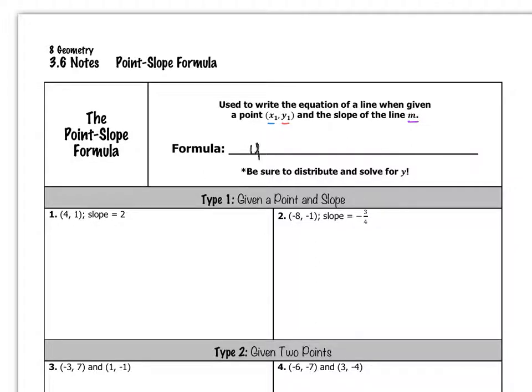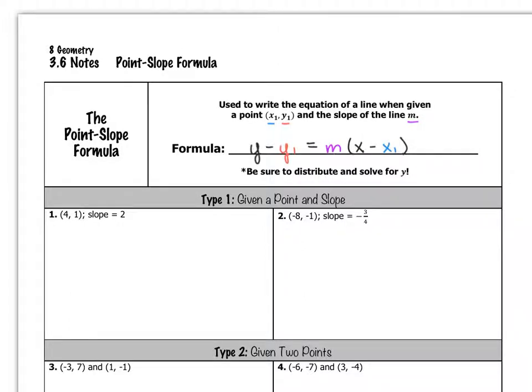It is y minus y sub 1 equals m times the quantity x minus x sub 1. And so those three values, x sub 1, y sub 1, and m, fit into the formula as follows. To change this formula into slope-intercept form, which is how we want to write the final equations of our lines, we need to distribute and solve for y.